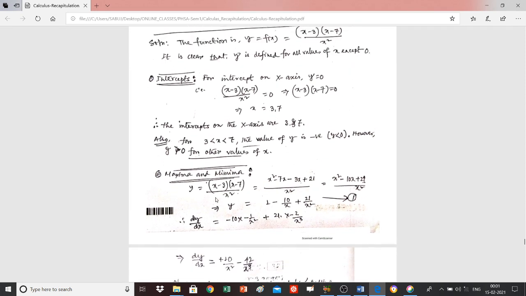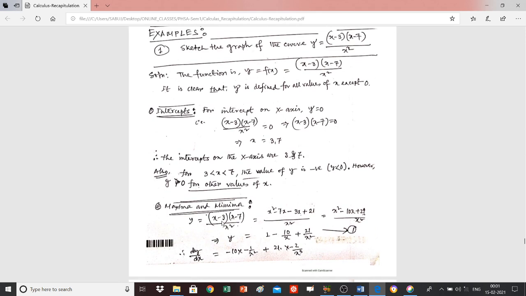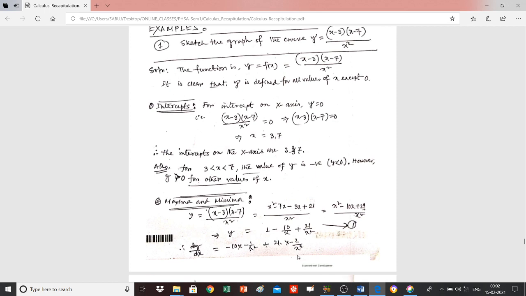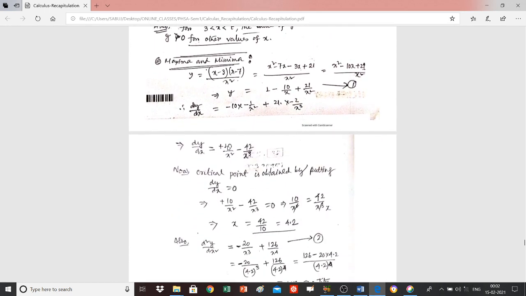So you are given the function, that is this, (x minus 3) into (x minus 7) by x squared. Simplify it, and finally y is equal to 1 minus 10 by x plus 21 by x squared. So from here dy by dx, you are finding out the values of dy by dx. The first term is 0, then minus 10 into minus 1 by x squared, then plus 21 into minus 2 by x cube. So dy by dx is equal to 10 by x squared minus 42 by x cube.